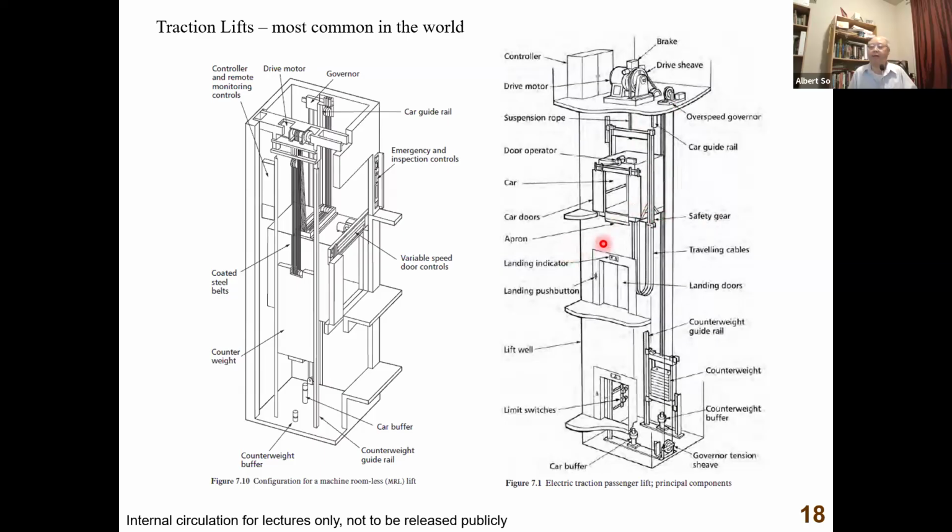And then the apron. What's the job of the apron? When the car is slightly above the landing and the landing doors are open, you have a hole underneath the car, and if you stand there, it's very dangerous. You can slip through the hole and fall down, and then you get killed because you are at the bottom of the hoistway. It's called the pit, the lift pit.